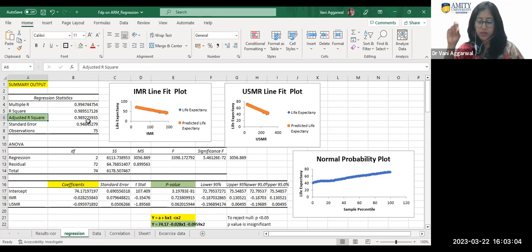Okay, clear? Second question: is this a good model? So where in this summary output, which figure will explain whether this is a good model or not?